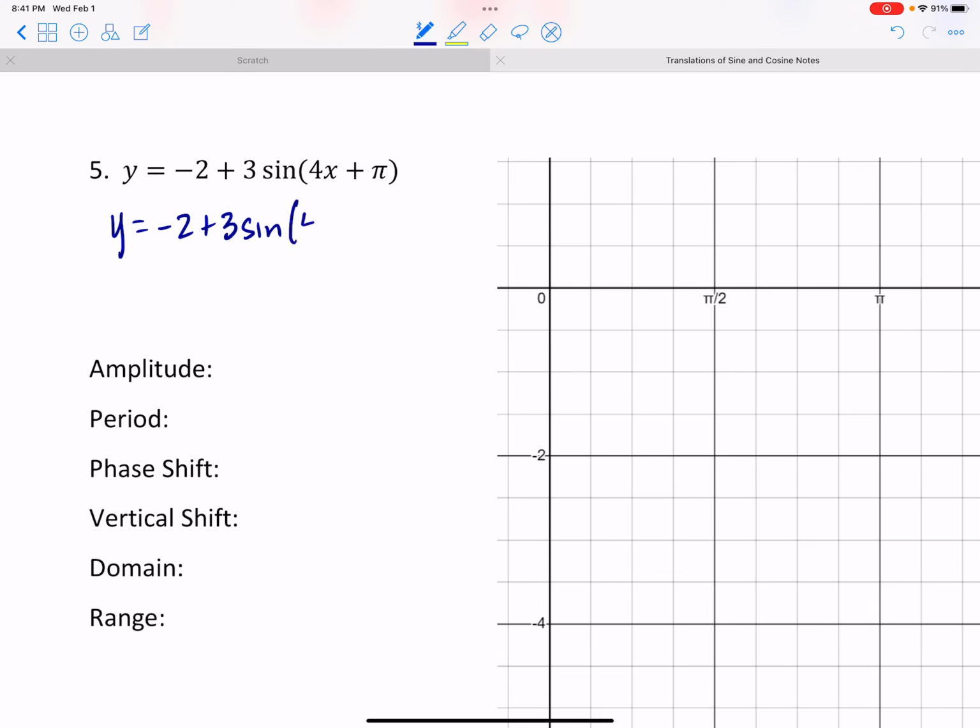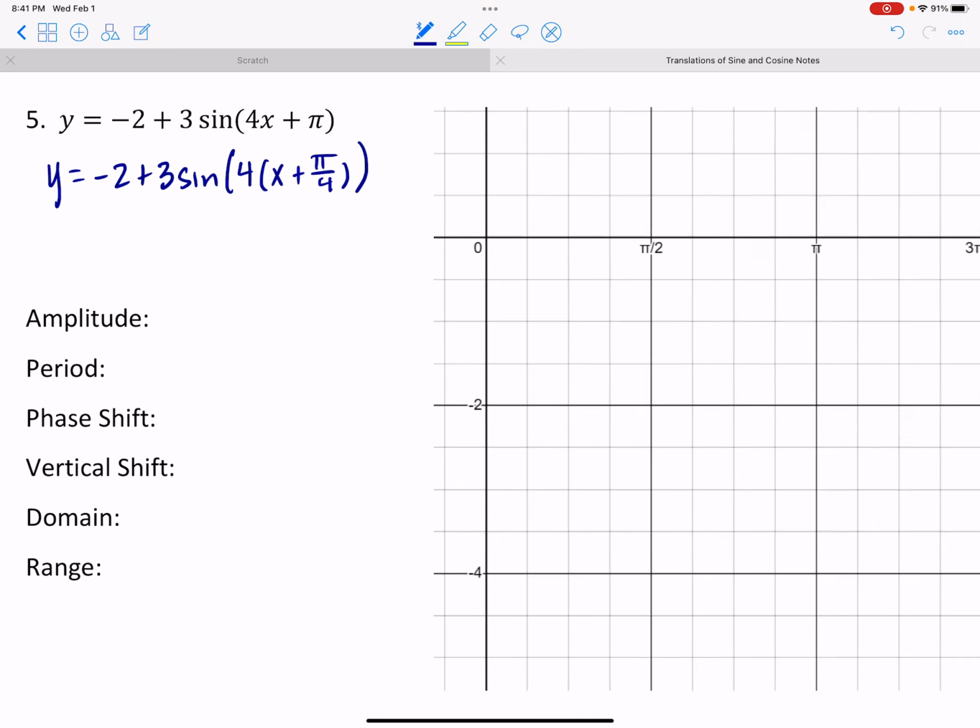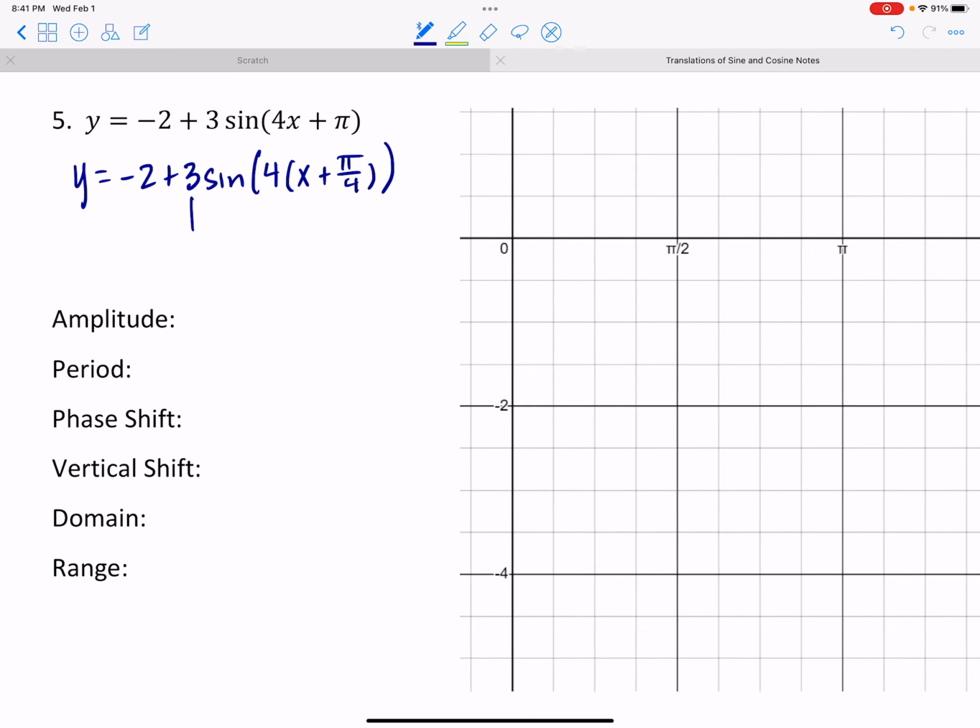So I'm going to make this 4 times, if I factor that 4 out, 4 divided by 4 is 1 in front of x, which is the goal, and pi divided by 4 would be pi over 4. So I have pi over 4 again, but this time it's adding, so this is good because it goes in a different direction. Alright, so amplitude, I can see right here, is going to be 3.